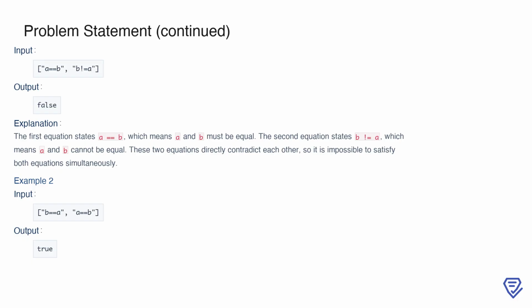Now consider another example with the input, A equals B, B equals A. Here, both equations simply assert that A and B are equal, and there is no conflict. Thus, the output is true because we can satisfy both equations simultaneously.